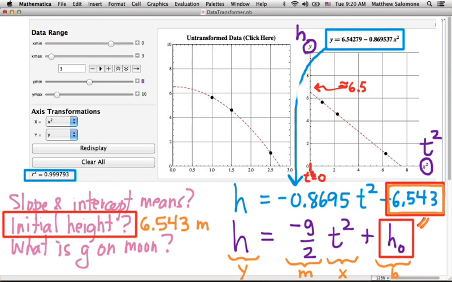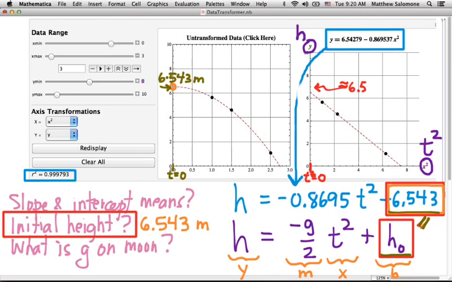We can also, of course, find that same initial height on our untransformed graph. When time is equal to 0, in our original data, that initial height is, again, the vertical intercept, 6.543 meters. So that's for the initial height. The intercept is telling us that initial height because of the relationship between the intercept of our linearized equation and the initial height in our model equation. Those correspond to one another.